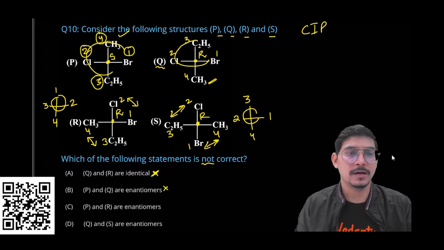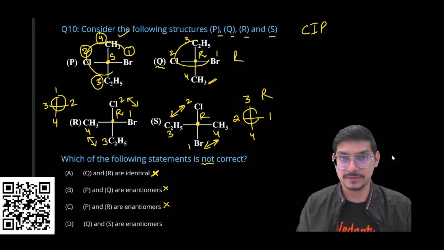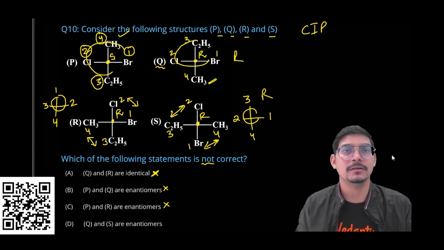P and R are enantiomers. P is S and R is R. Again, they are related as non-superimposable mirror images. Correct statement, but not the correct answer. Q and S are enantiomers. Q is R and S is also R. So they have the same configuration. In fact, they're identical molecules, right? So they are actually the same isomers.